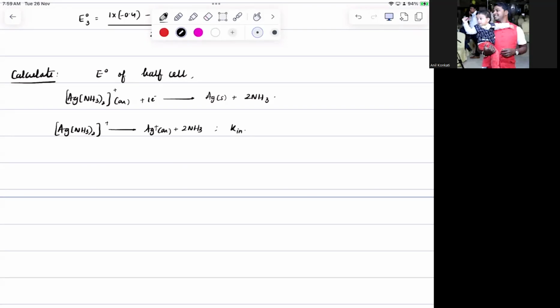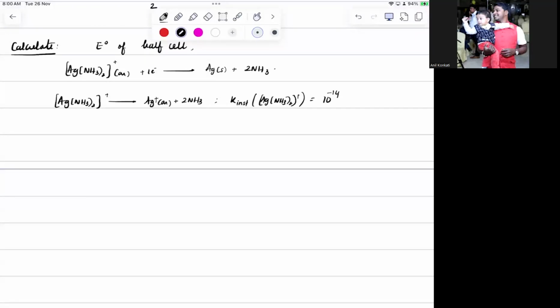K inst, this is how it is being written. K inst of Ag(NH3)2 plus. This is how it is given, and this value is given as 10 raised to the power of minus 40. Got it? So now using that, we need to get this one. The other form which will always be given is the silver. This value will always be given. For that, the E naught value of Ag plus to Ag is 0.8. Now we need to relate these 1, 2, and 3 equations.